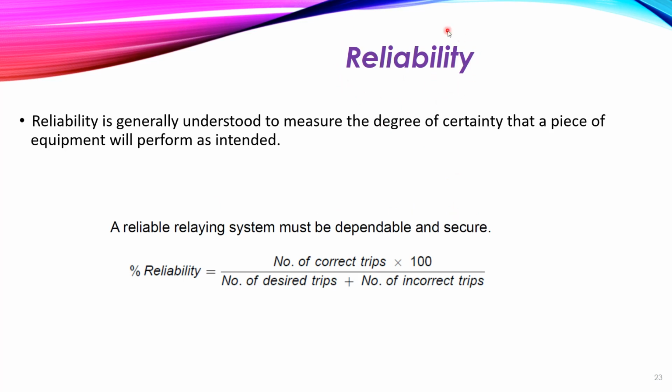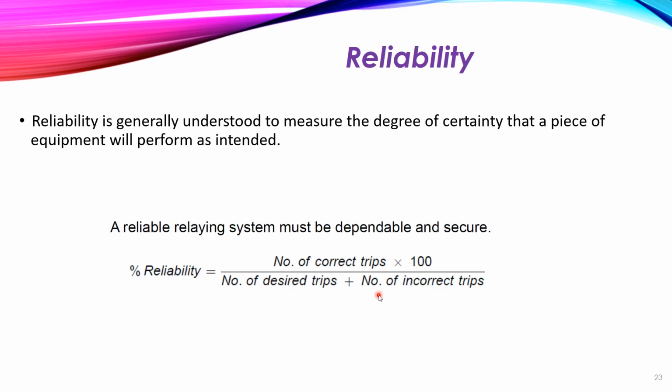How can we measure the reliability of the relay? The percentage of reliability represents the number of correct trips of the relay, that is, the number of correct times at which our relay tripped, over the number of desired trips, the number of times at which we want our relay to trip, plus the number of incorrect trips of the relay itself. Don't worry, we will have an example about reliability, dependability, and security, so you can understand how to apply these definitions.